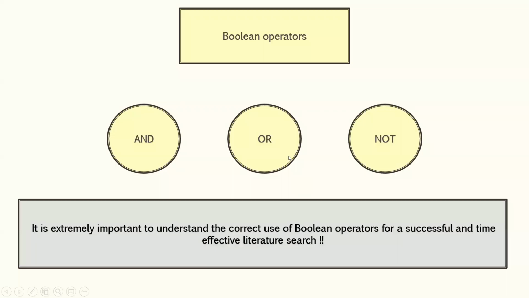So the first thing that you need to know in systematic literature search is a thing known as Boolean operators. These Boolean operators will basically divide your research question into different concepts, and then you can join those concepts using these Boolean operators. The most commonly used ones are AND, OR, and NOT. And also we will learn, and I will show you examples, that it is extremely important to understand the correct use of these Boolean operators for a successful and time-effective literature search.